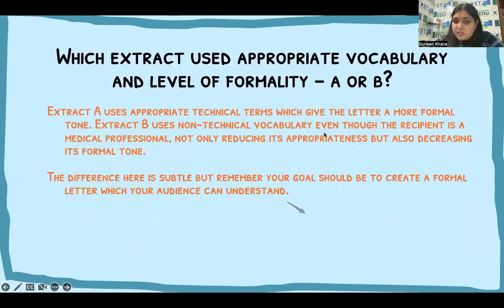Extract B uses non-technical vocabulary, even though the recipient is a medical professional, not only reducing its appropriateness, but also decreasing its formal tone. The difference is subtle, but remember your goal should be to create a formal letter that your audience can understand.